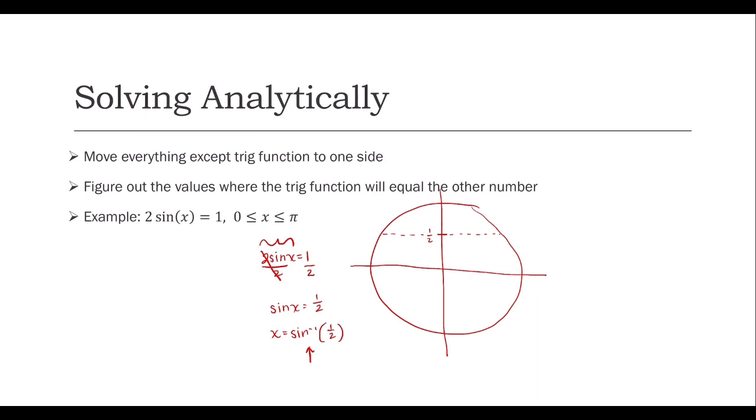Sine of x would be 1/2 at this angle, 30 degrees, which is also pi over 6. And then at this angle over here, which is pi over 6 or 30 degrees this way, that's 5 pi over 6. So x would equal pi over 6 or 5 pi over 6. And that's how you solve it by hand.